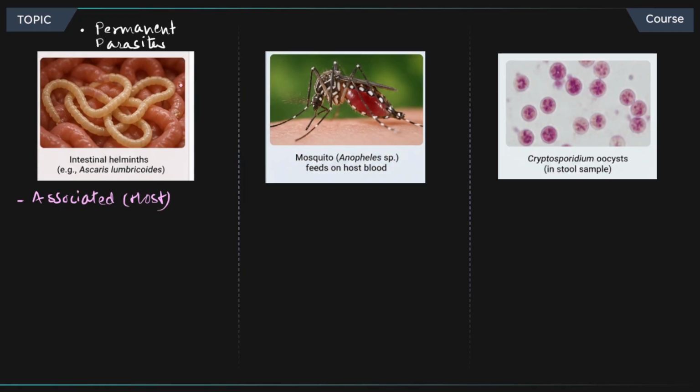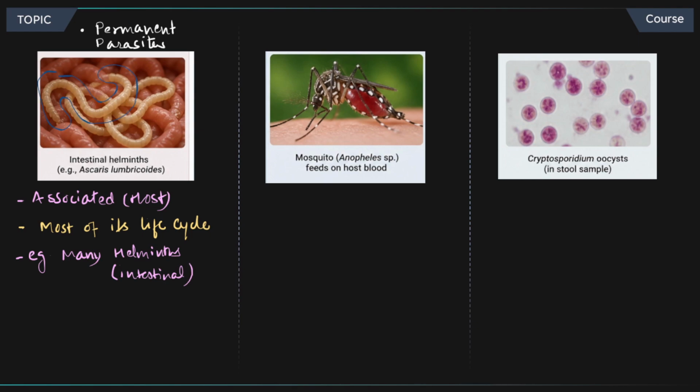Example is in the image you can see Ascaris, right? So what they do is, in most of their life cycle, they are associated with the host. So the parasite will comfortably live and want to live with the host for its life cycle. And most of the helminths, most of the worms, are permanent parasites. One example is intestinal helminths like Ascaris lumbricoides, and you can see this worm over there in the image, right? It can cause damage in the host, and it can live inside the host comfortably to complete its entire life cycle.